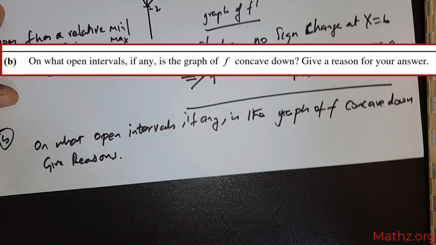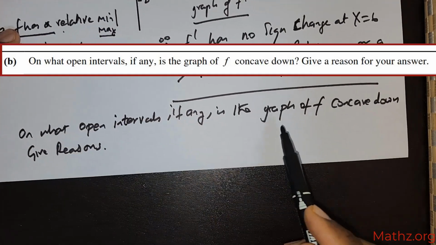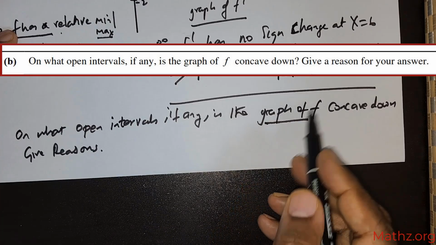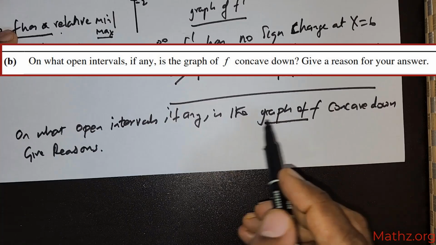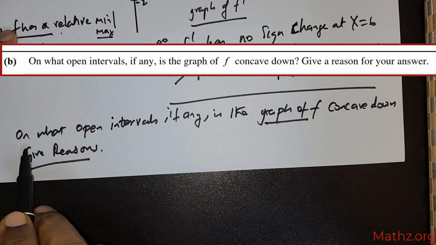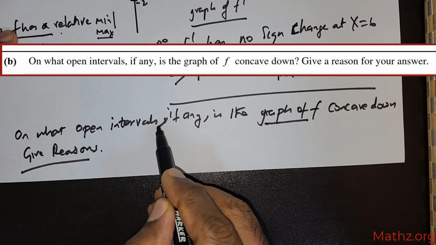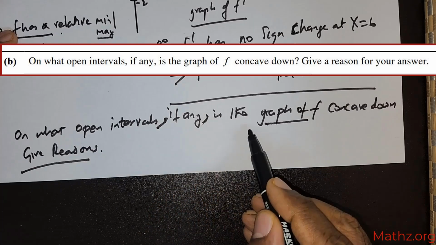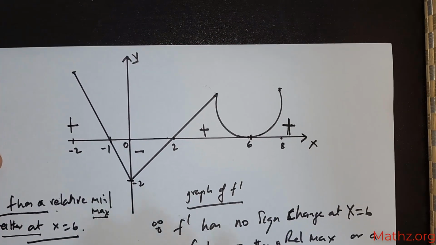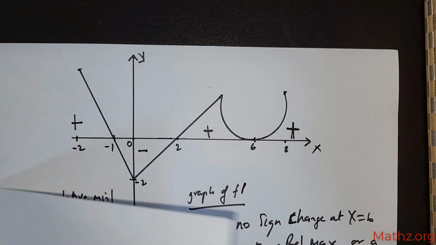Now this is the next question: on what open intervals, if any, is the graph of f concave down? We are required to find the open interval where f is concave down, and we are asked to give the reasons. Okay, now this is the graph we are talking about. This is the graph for f dash, but they are asking us about the original function f. Now let me write the reason here.